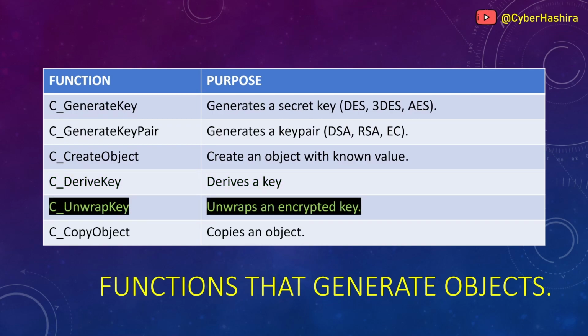C_UnwrapKey is used for unwrapping an encrypted key. Wrapping and unwrapping are techniques used for exporting and importing a key. I will make a separate video on this topic.